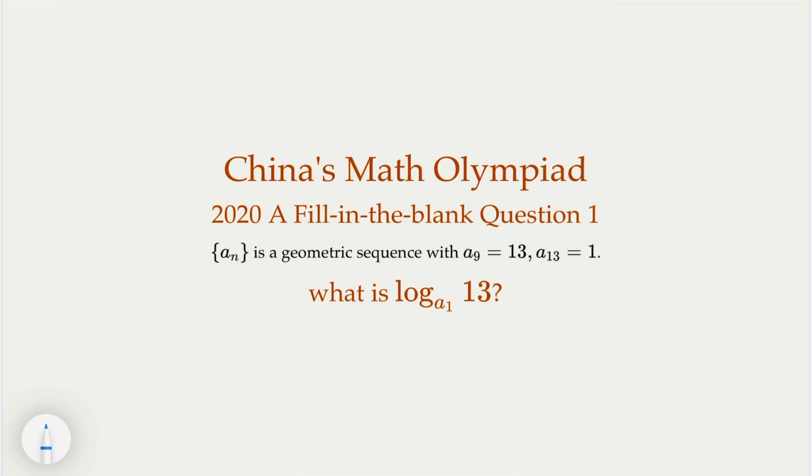This is China's Math Olympiad problem 1, which is always the easiest. Alright, so a_n is a geometric sequence with the 9th term 13, the 13th term 1. What is the log of 13 with the first term as a base? Alright, so this should be easy. Try it out, and when you're ready, let's go to the solution.